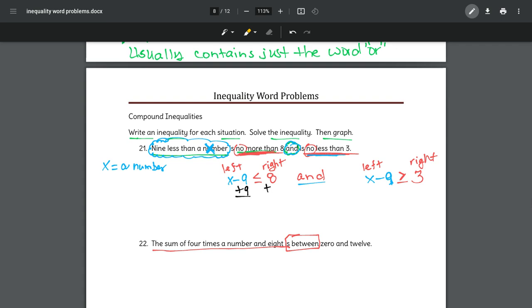So you're just going to add 9 to both sides. So we get x less than or equal to 17. Add 9 to both sides here. So we end up with x greater than or equal to 12. And when you get ready to graph these, here's your 12. Over here is your 17. I need numbers that are greater than or equal to 12 and less than or equal to 17. So they're going to be these numbers here. That's your solution. Those are your solutions.